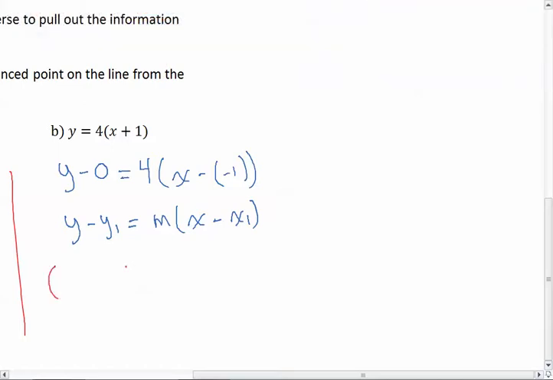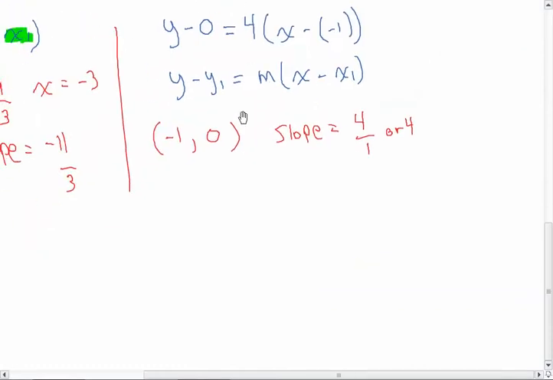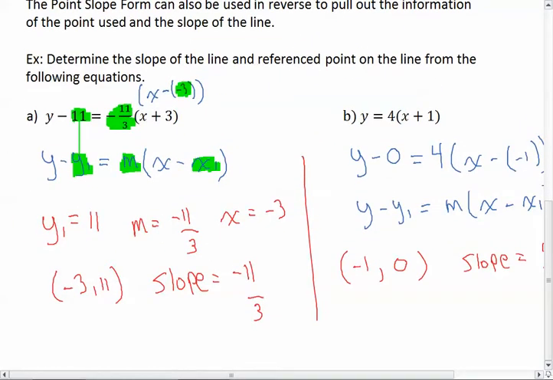So what's the x1 value? Negative 1. And what's our y1 value? 0. Now what's my slope? Perfect. 4 or 4 over 1. Absolutely correct. Okay. So there we go. So on to our next page here.